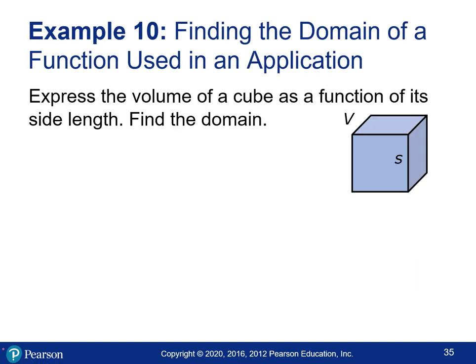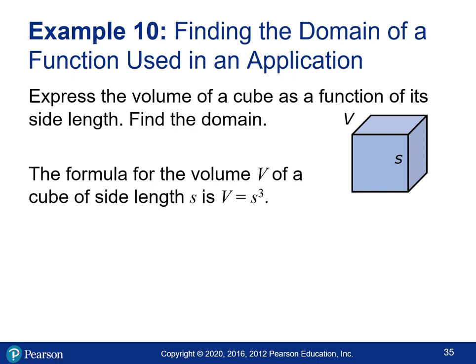All right, so this will be our last example for this video in this part of the section. Express the volume of a cube as a function of its side length, and then find the domain. So find the numbers that you can plug into this volume formula is another way to say that. The formula for the volume of a cube, based on its side lengths, is one side times the other side times the last side. So these are all the same size. So it's s times s times s, or s cubed, equals the volume.